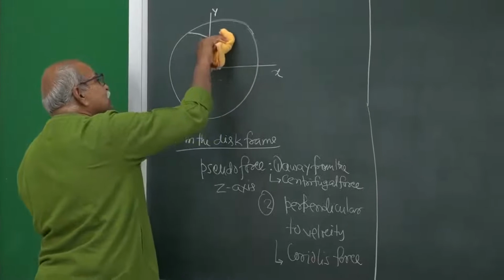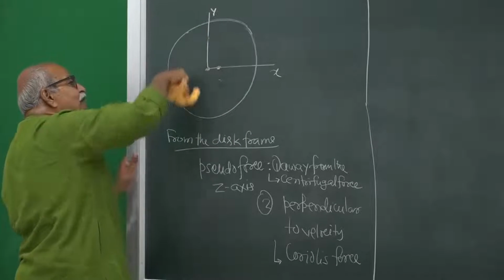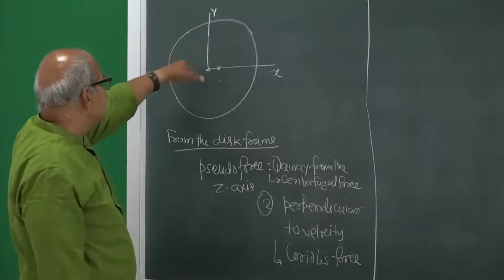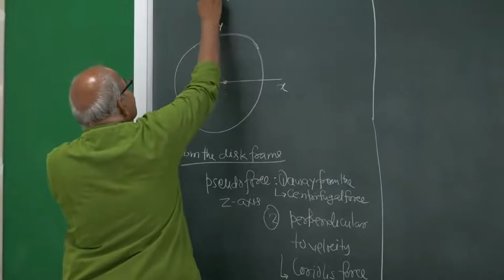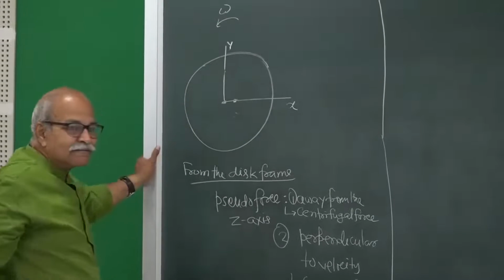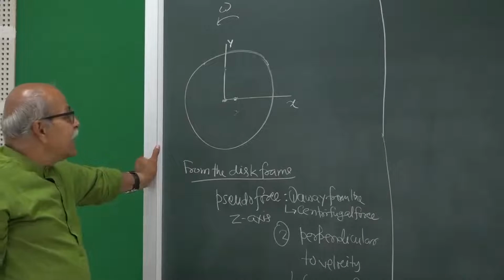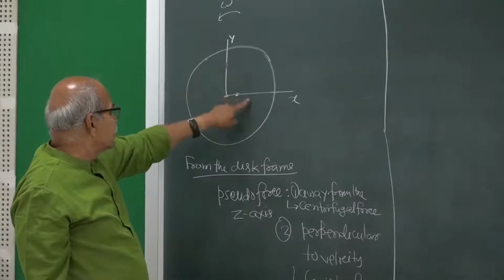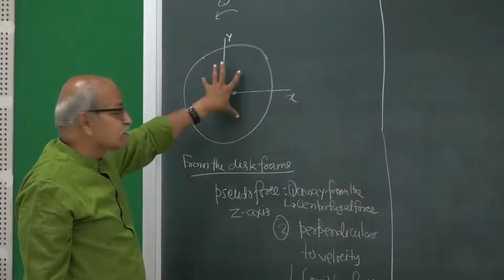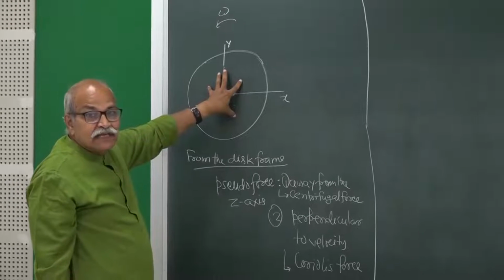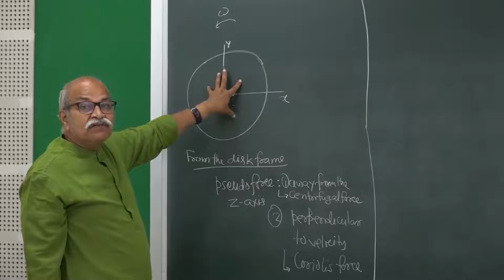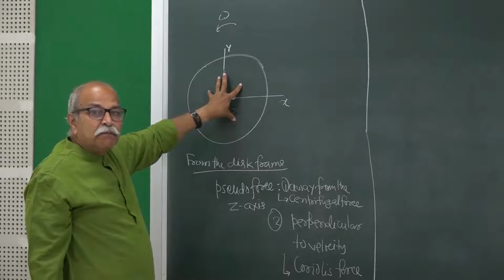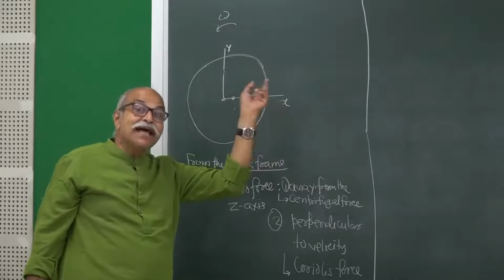There is a disk and there is an x axis, there is a y axis, and in the lab frame the disk is rotating about the z axis with some angular velocity omega. We will be using this x axis, y axis and z axis, which are fixed in the disk frame, to observe the motion of a particle or an object which is placed at rest in the lab frame.